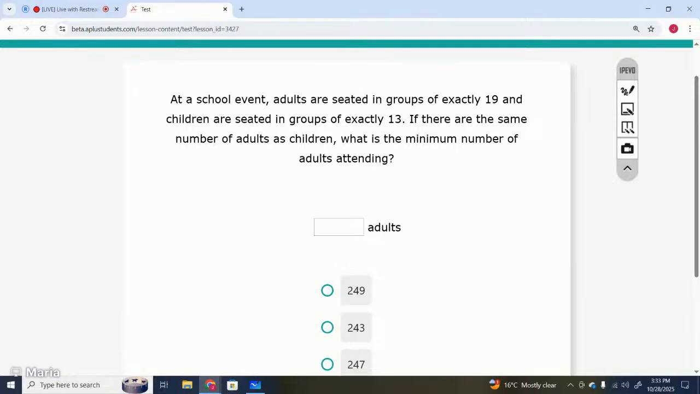At a school event, adults are seated in groups of exactly 19 and children are seated in groups of exactly 13. If there are the same number of adults as children, what is the minimum number of adults attending?